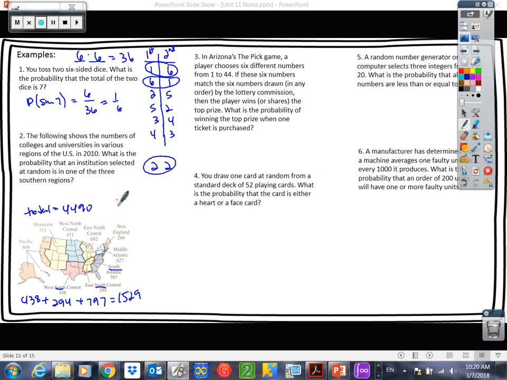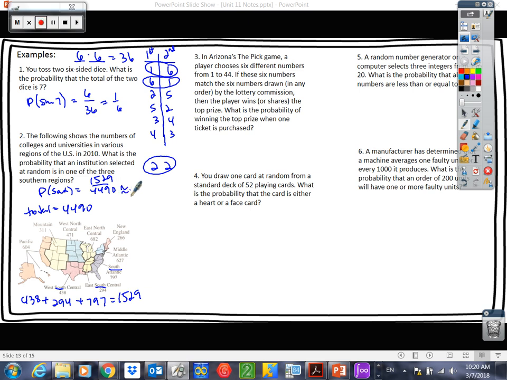So the probability that we're in the southern region is 1529 over 4490. Now, how we leave our probability is, unless you're told in the directions, kind of up to you. Fractions are okay and decimals are okay. I've seen it stated both ways. Sometimes even a percent, if they want a percent. So it's totally up to you unless the directions say otherwise. So we can leave it as a fraction, and with a calculator we would reduce it to lowest terms. Or we could turn it into a decimal.